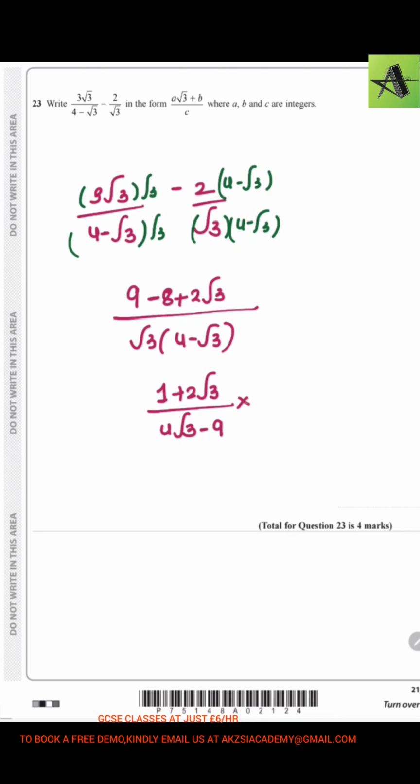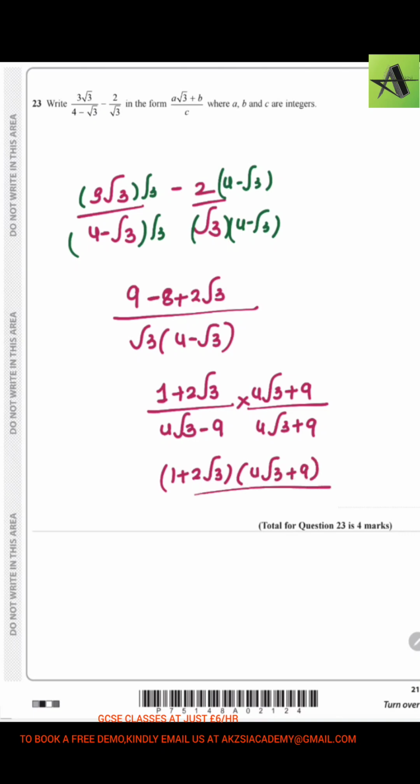So I'll multiply it with 4 root 3 but with plus 9 sign. This sign will get changed. If it's plus, it will become negative. If it's negative, it will become positive. So 4 root 3 plus 9. Now, it's 1 plus 2 root 3 times 4 root 3 plus 9 over 4 root 3 minus 9 times 4 root 3 plus 9.